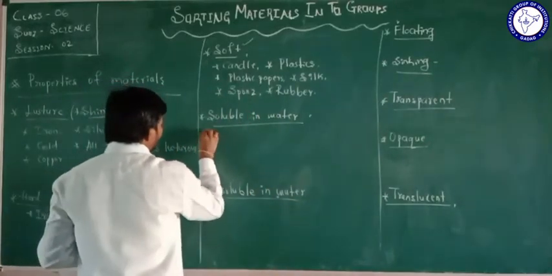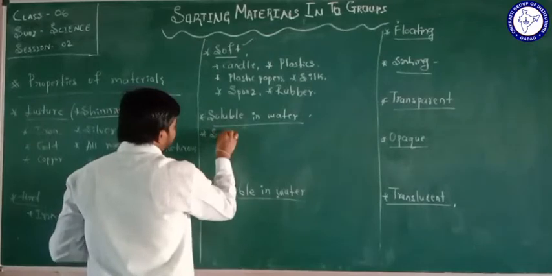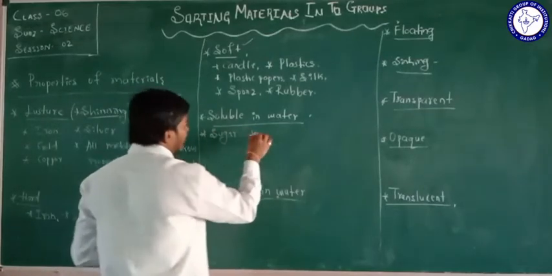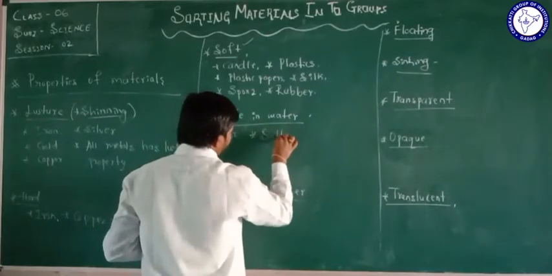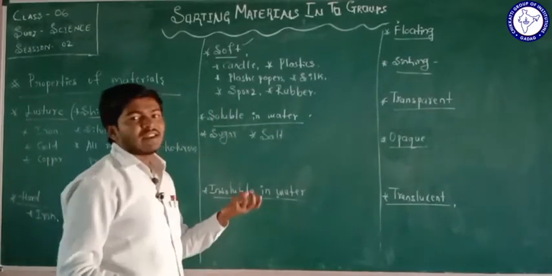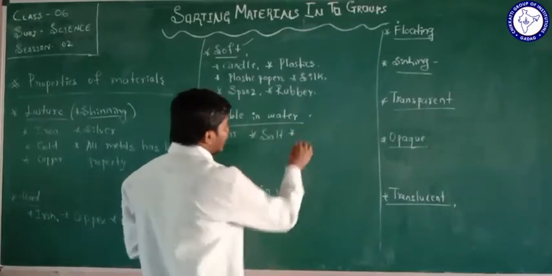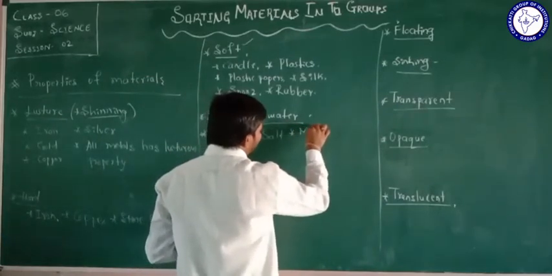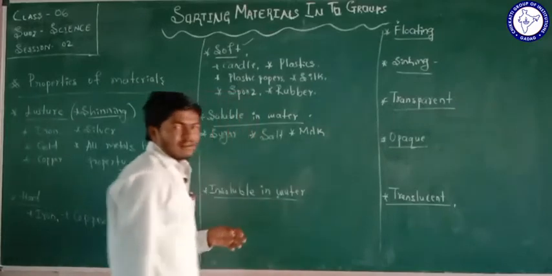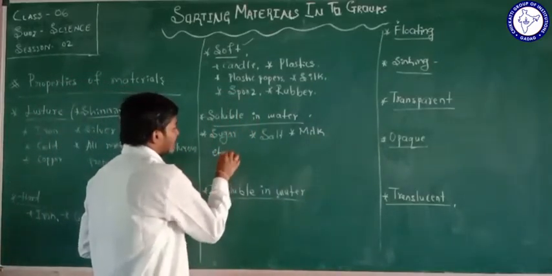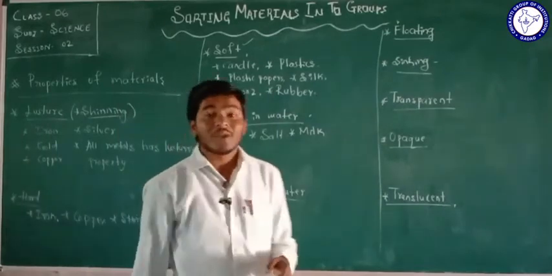That is sugar. It is easily soluble in water. Next, what is soluble in water? Salt, isn't it? It is also very easily soluble in water. Next, write down the example milk. Milk is also partially soluble in water. So, etcetera. These are the materials which are soluble in water.